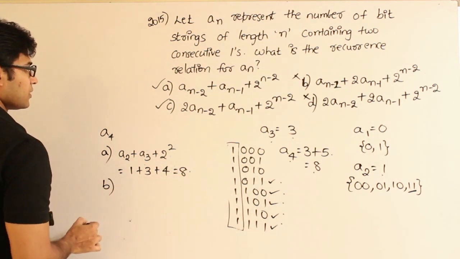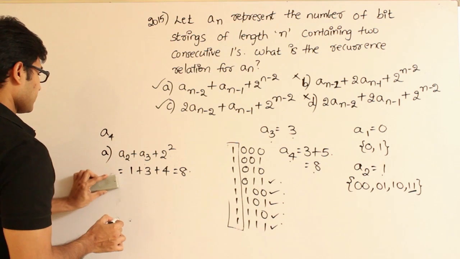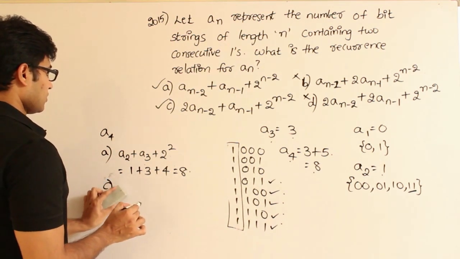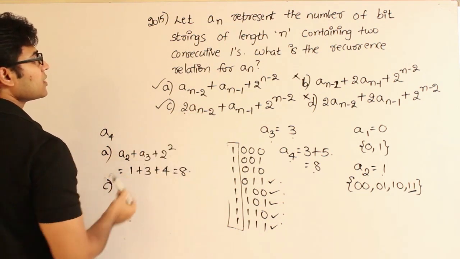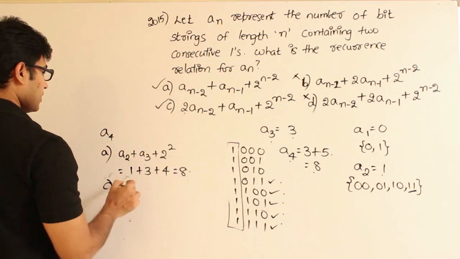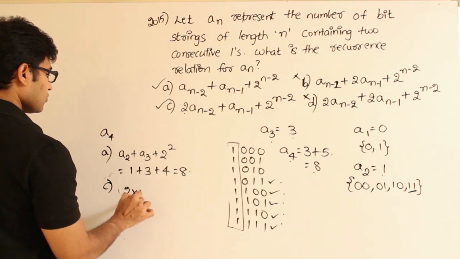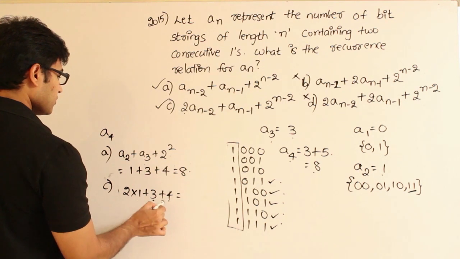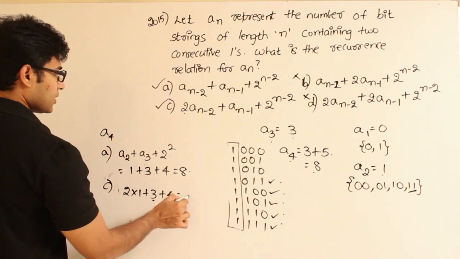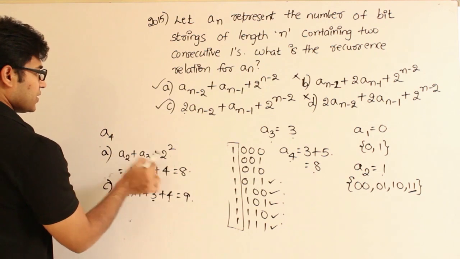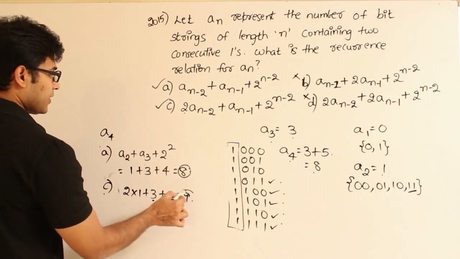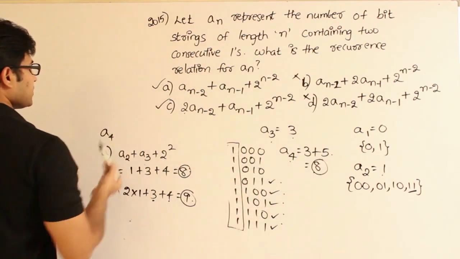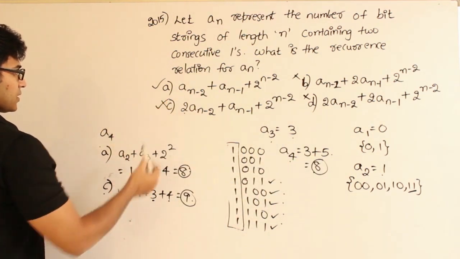What about C? Everything is same except that 2 into A2 is there, right? Which means 2 into 1 plus 3 plus 4, which is going to give 9, right? So A4 is actually 8 according to A, but 9 according to C. Actually A4 is 8, therefore the answer is A. So C is not the answer, the answer is A.